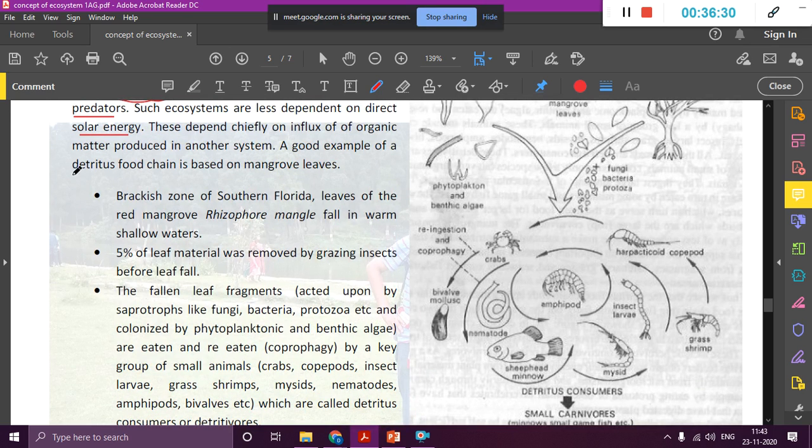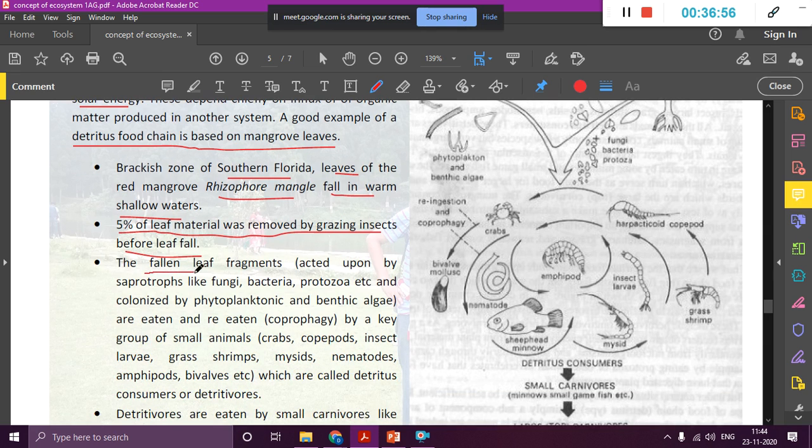An example of a detritus food chain is based on mangrove leaves. In southern Florida in USA, leaves of the red mangrove Rhizophora mangle fall in warm shallow water. 5% of the leaf material is removed by grazing insects before leaf fall. पत्ता गिरने के पहले ही खा लेता है 5% grazing insect.